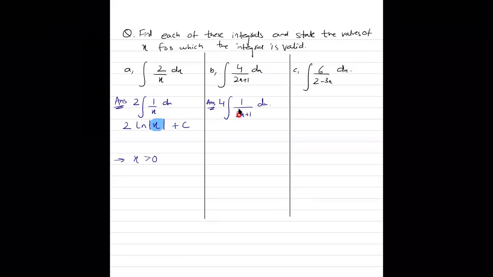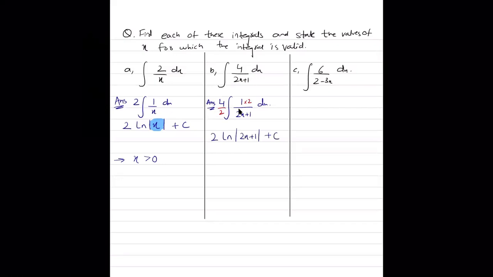But the differentiation of the denominator is not present in the numerator. So first of all, I'm going to multiply this by 2. Since I'm doing this up on my own, I'm going to divide by 2 as well. Now integration of such function is going to be 4 upon 2 is 2 ln of the denominator, that is 2x plus 1 plus c.